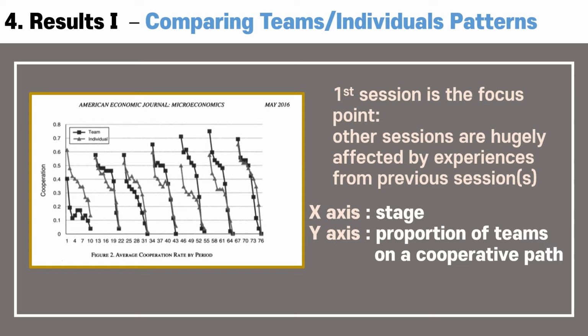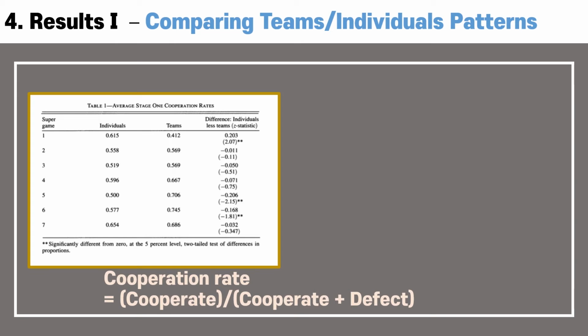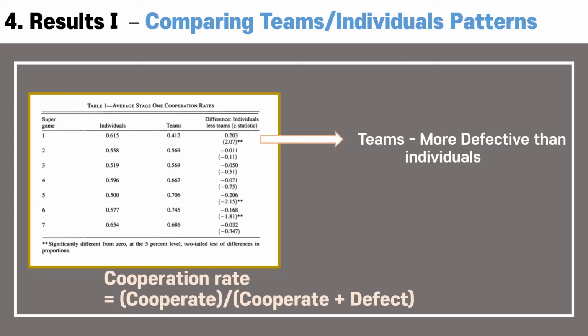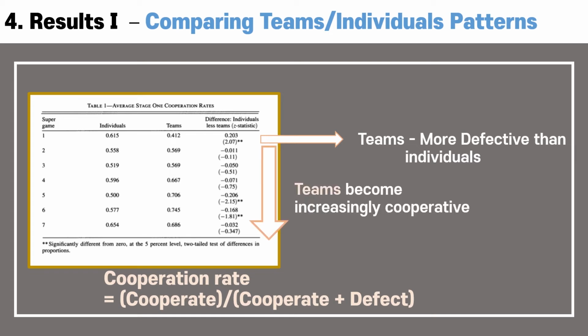Here, the first session is the focus point, because other sessions are largely dependent on experiences from previous sessions. This table shows the results of each stage game in the first session. At the first stage game, teams are much more defective than individuals, but teams become increasingly cooperative as the game goes on. What is the possible reasoning behind this pattern?